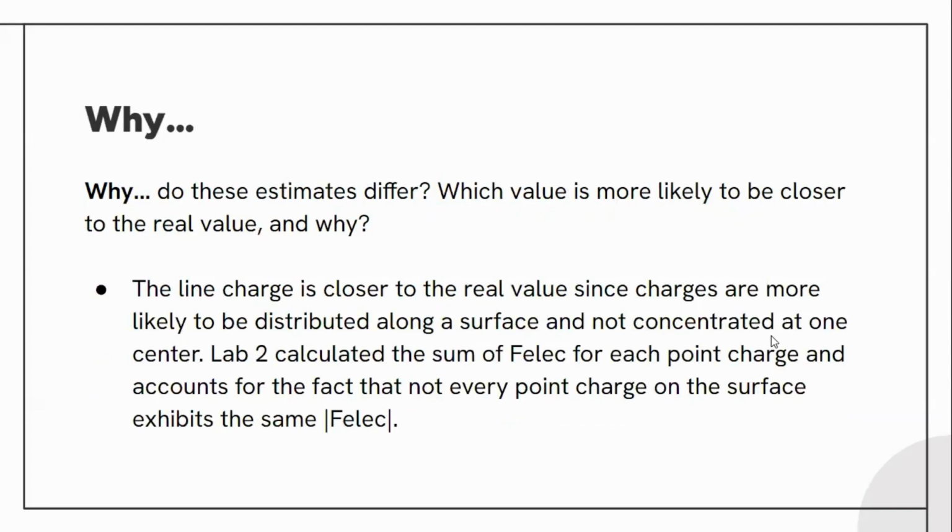Why do these estimates differ? Lab 2's value is more likely to be closer to the real value since lab 2 calculated F elect for each point charge and summed them together individually. This is more representative of real life than assuming all point charges had the same magnitude of electric force and were all existing in one point.